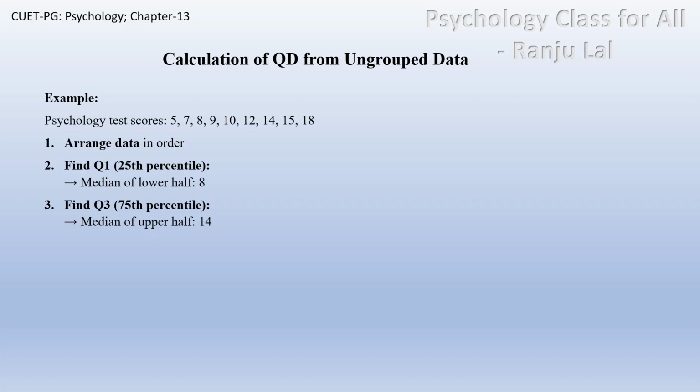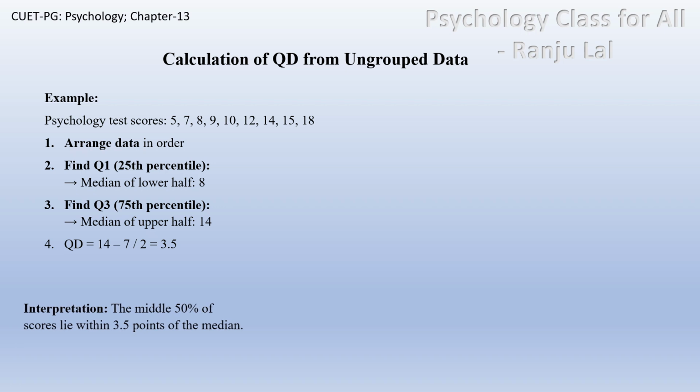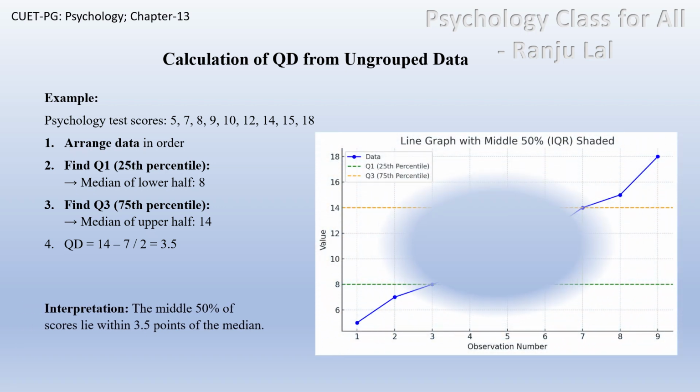As you can see here, the median is 10, the median of the lower half is 8, and the median of the upper half is 14. So QD is (14 minus 8) divided by 2, so 3. The middle 50% of the scores lie within 3 points of the median.